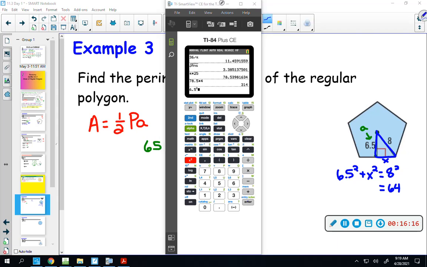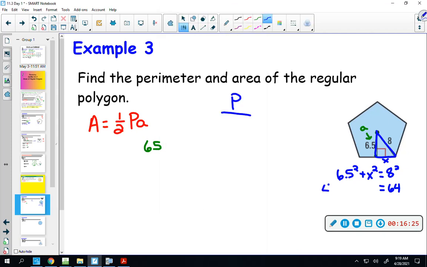So let's hit enter maybe. Oh, it did. So 42.25, or if you round it to 42.3, that's fine.